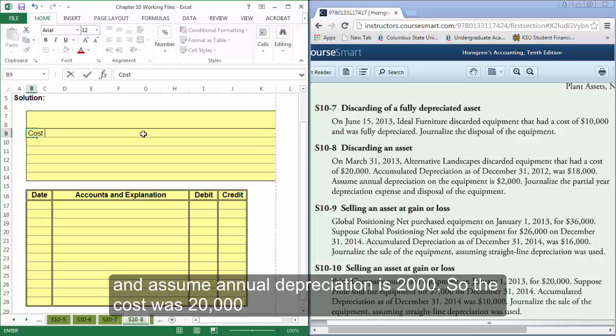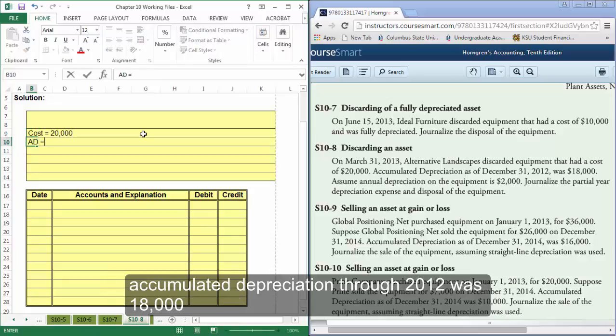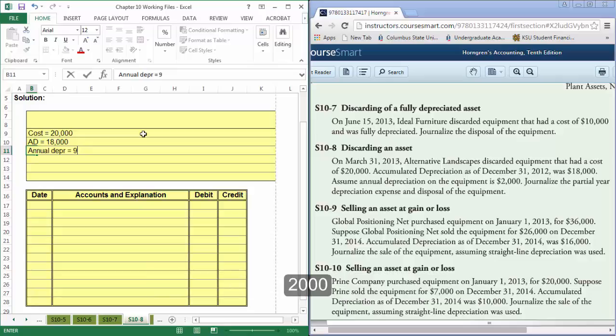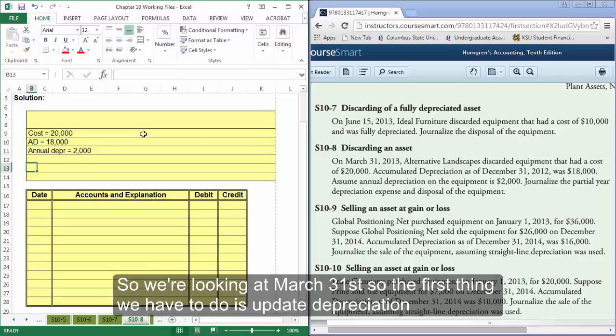Okay, so the cost was $20,000. Accumulated depreciation through 2012 was $18,000, and annual depreciation was $2,000. All right, so we're looking at March 31st. So the first thing we have to do is update depreciation.